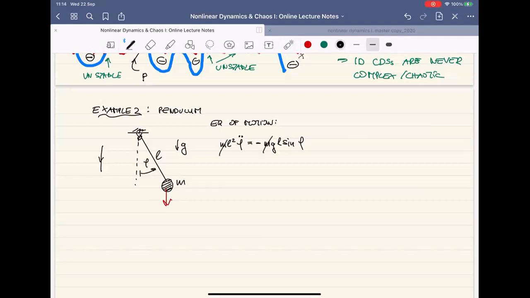I cross out m, and I cross out the second power of L there. So what I end up getting first is phi double dot equals minus g over L sine phi. It still doesn't look like the kind of first order dynamical system that we've been dealing with, but here's a trick that always works in mechanics to bring it to that form. Introduce some new variables: x1 will be just phi, and x2 will be phi dot, and the dynamic variable will be a vector variable, x1, x2.